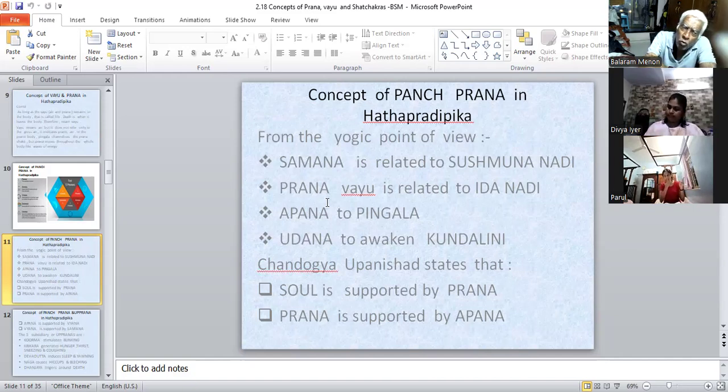So coming back to that, soul is supported by prana. Prana is supported by apana. The purpose behind this is that apana should only flow downwards. The functioning level of apana is going downwards. But by closing the mool bandh, through the pranayama process, the apana will also come up and mix up with prana. Pranavayu.